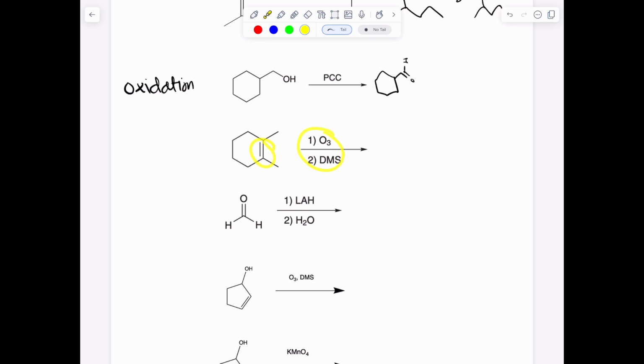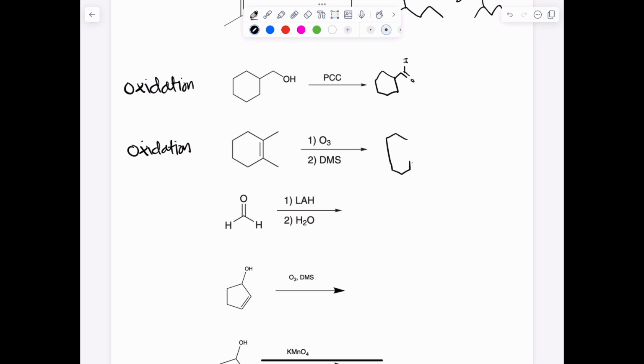Okay, if you said oxidative cleavage, you would be correct. When these 2 reagents come together, the double bond is broken in half and either ketones or aldehydes are formed in their place. And because we are adding bonds to oxygen, this is an oxidation reaction.